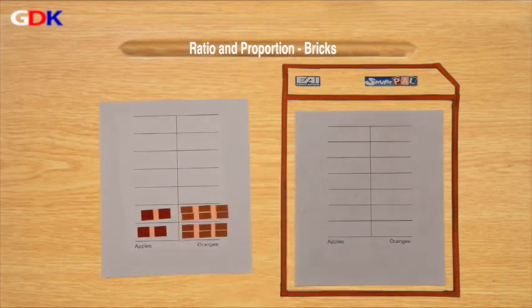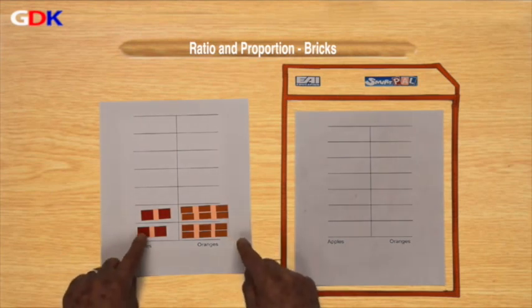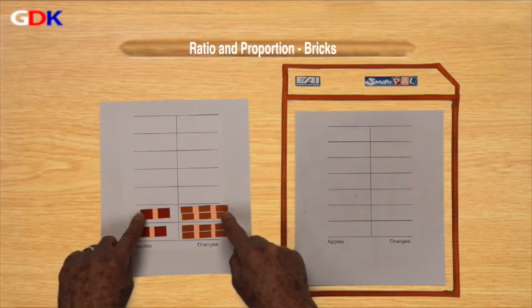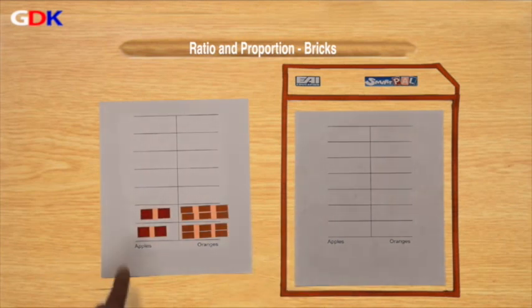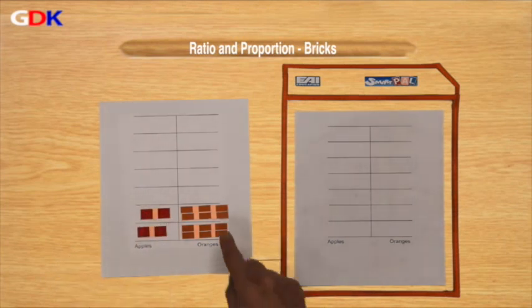So now I have 2 sets of 2 apples and 6 oranges. I have 1 here and I have 1 here. But I could also say that I have 4 apples and I have 12 oranges.